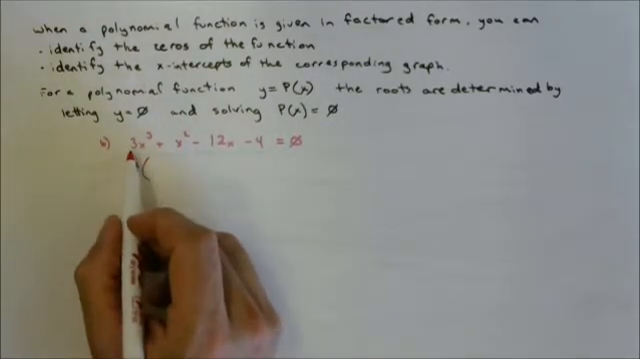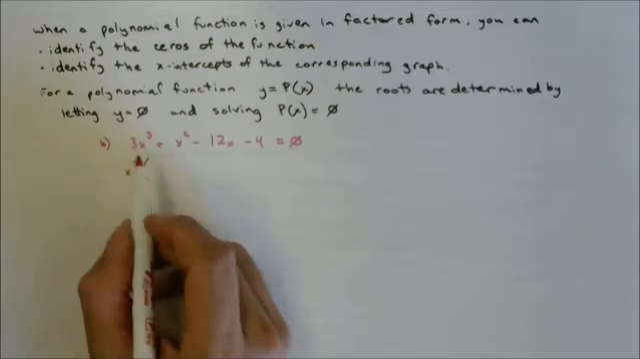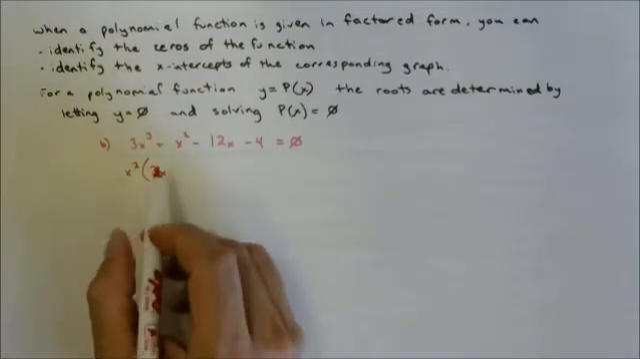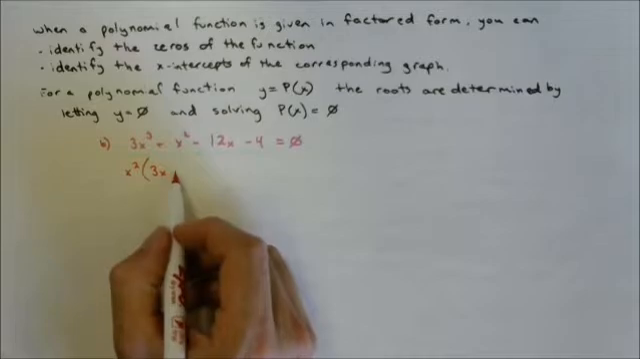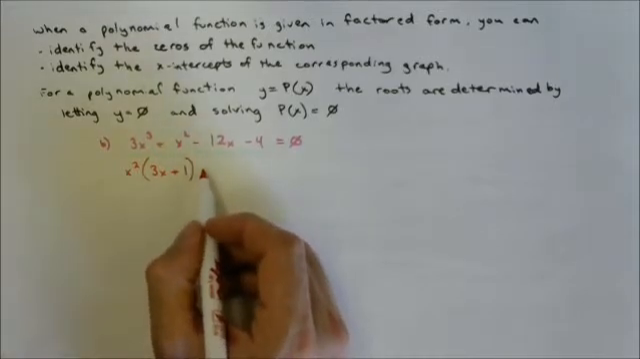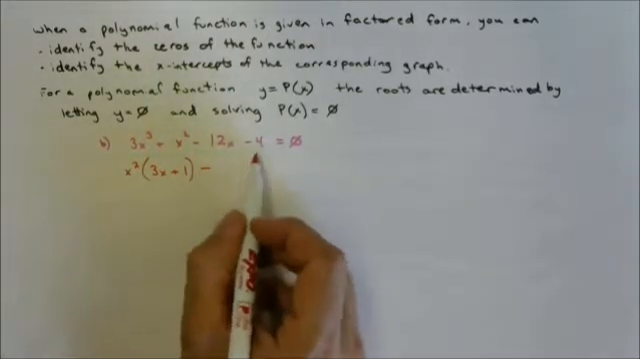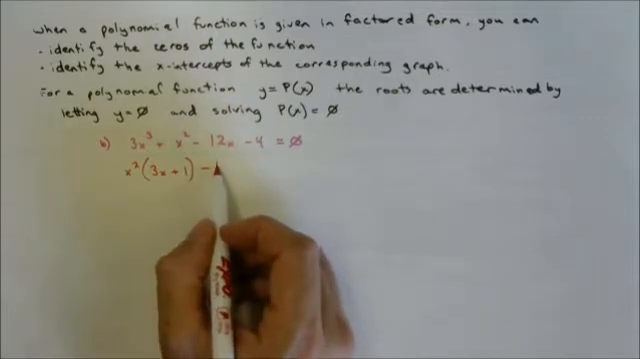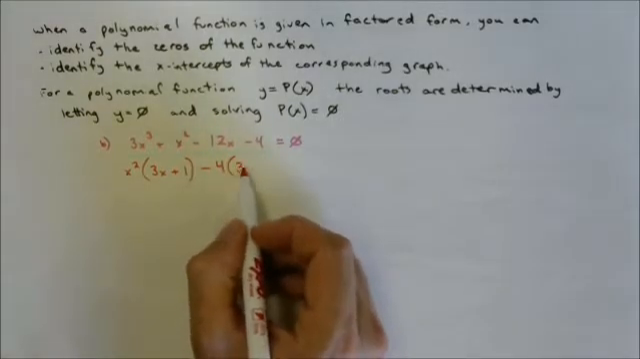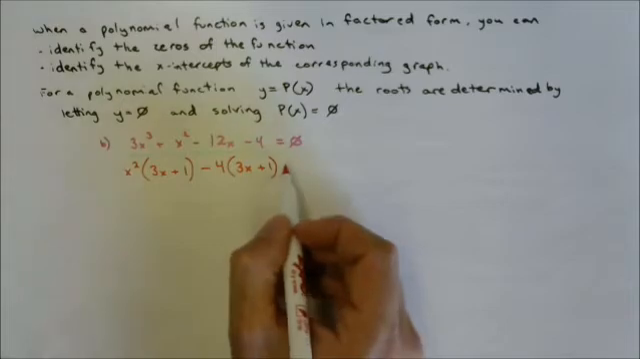If I do, that's going to leave me with a factor of 3 and a factor of x. And if I factor x squared out of x squared, I just have a factor of 1. Essentially, I have nothing left. With these next two terms together, I can factor out -4. That's going to leave me with 3x plus 1.